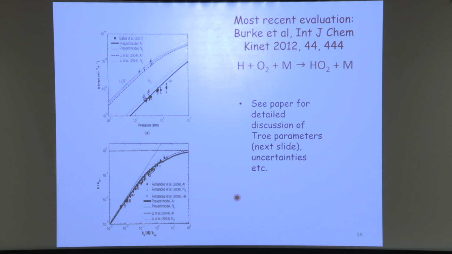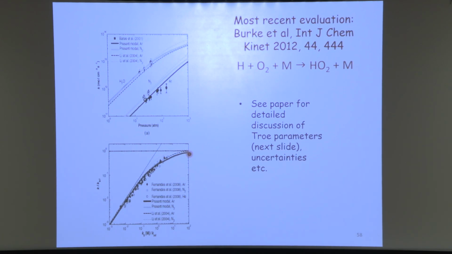All right, I think we can get started again. So when we left off, we were talking about the third body reactions and how different collision partners can change the rate, but they only change the rate in the region where the pressure's low. When the pressure gets high, all of the partners collapse together to give you the transition state theory rate, the same as what we computed before.